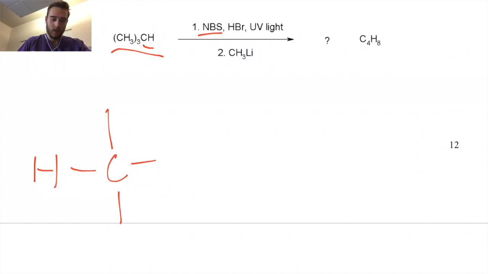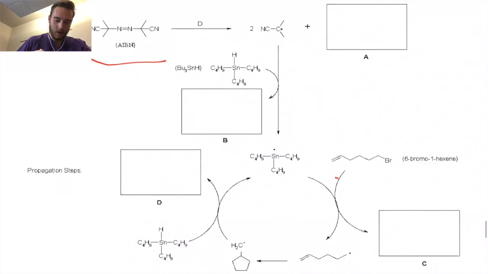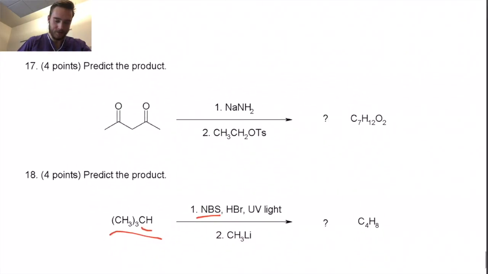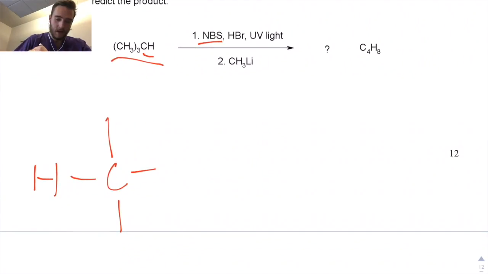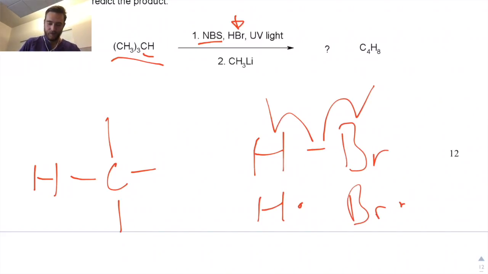If you remember from problem 15 up here, NBS is similar to the AIBN. They both initiate free radicals. So this NBS is going to help our UV light to break up this HBr into free radicals. So we have our HBr, which undergoes homolytic cleavage to create H radical and bromine radical.